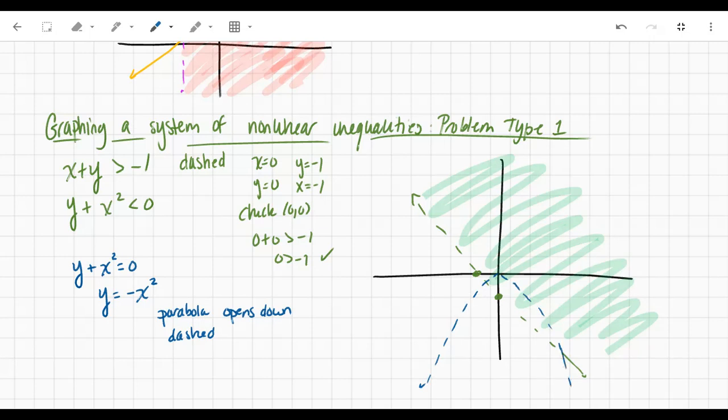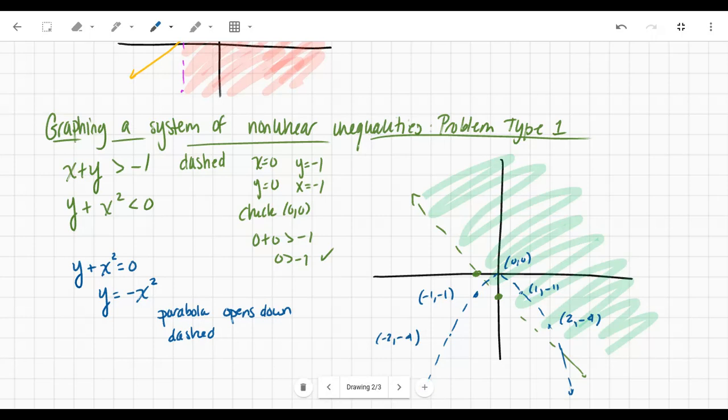Okay, and I could get some points on there. I could get the points (0, 0), (1, -1), (-1, 2), (-4, -2), (-4...). Okay. And then to figure out where to shade, again, I can just test a point.